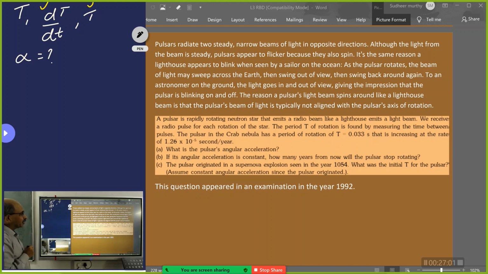So with this information, can you find out alpha? Here T is given, dT by dt is given, and you have to find out alpha. Can you find out alpha? Simple. Come on, do it.